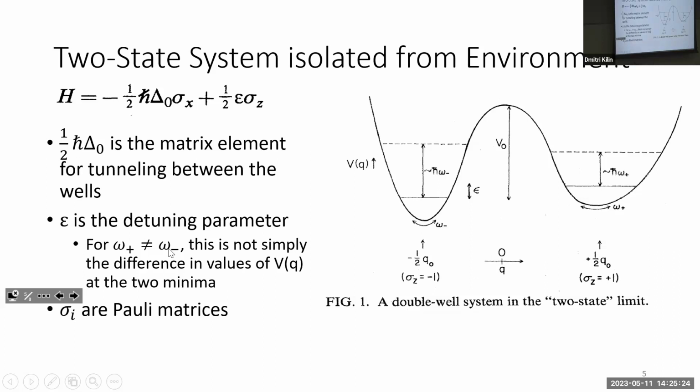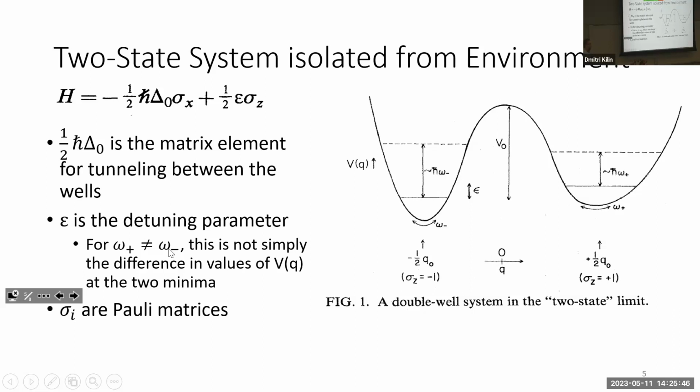So the one thing to note here, they are using these sigma x and z, which are the Pauli matrices, and they have chosen a basis so that the eigenstate of sigma z will be +1 if the system is localized in this well, and -1 if it's localized in this well.